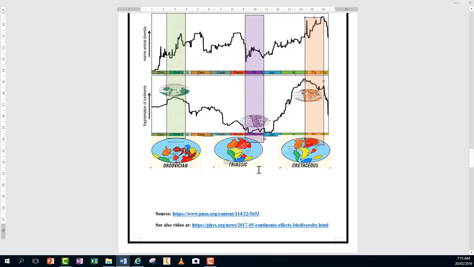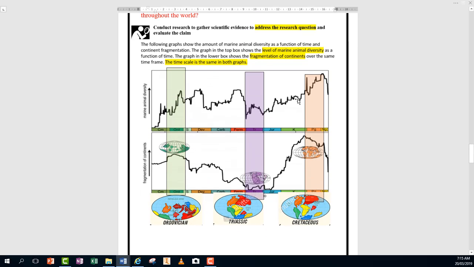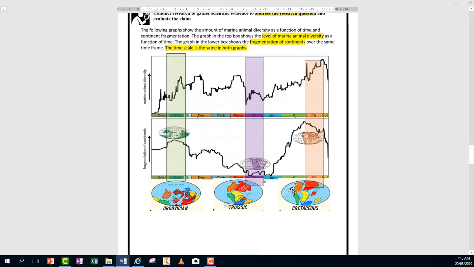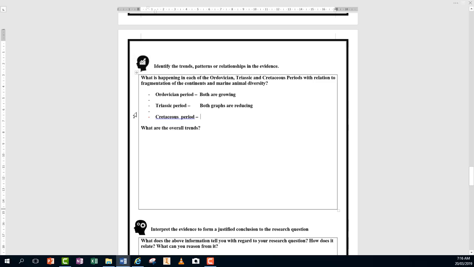What's happening there? So now we'll go back down to our question, and I'll ask you to stop the video again and write down what you see as is happening in these graphs during the Cretaceous period. Stopping that video now, and welcome back. And again, what I see there is that both graphs are growing.